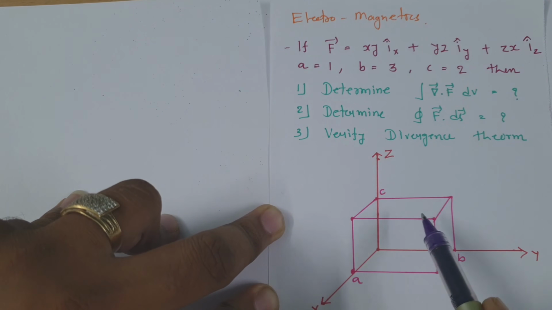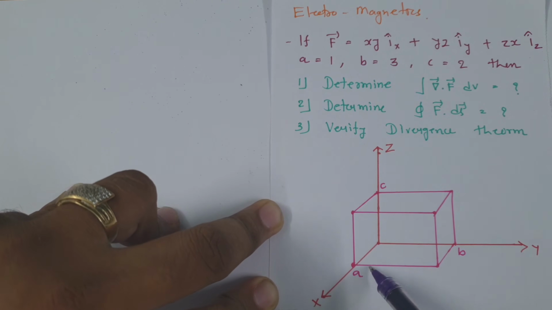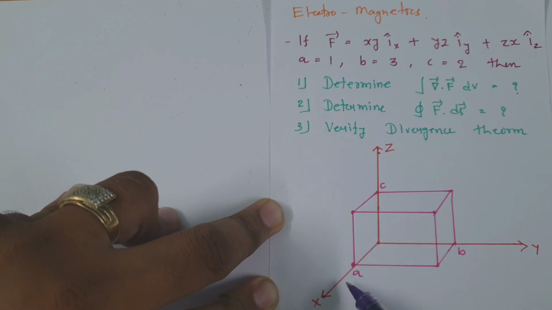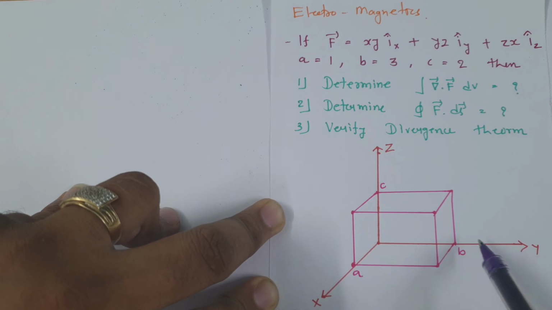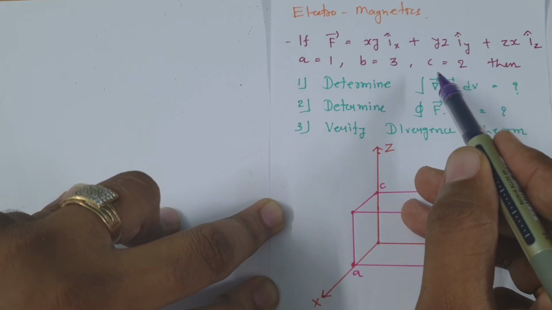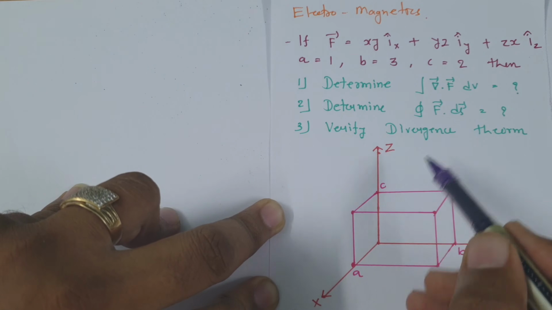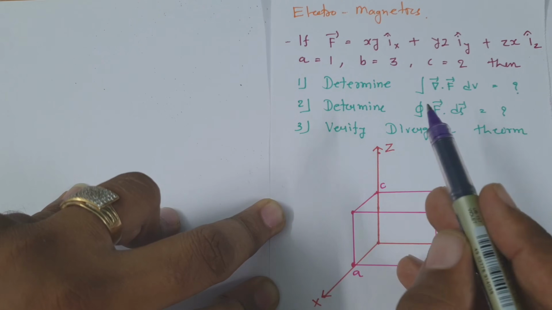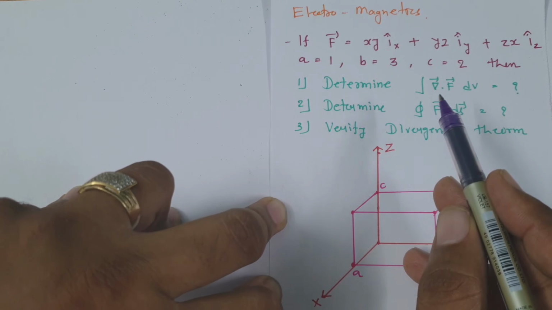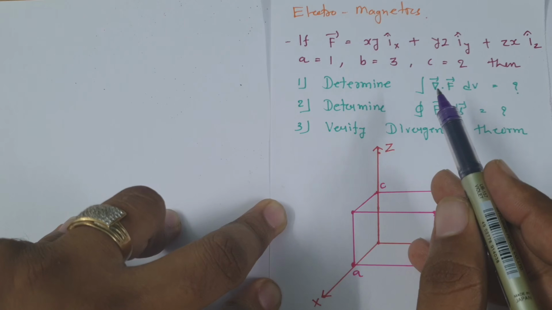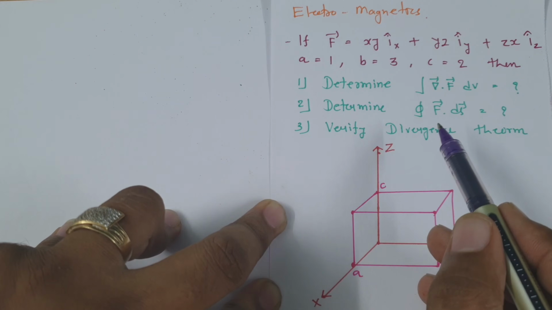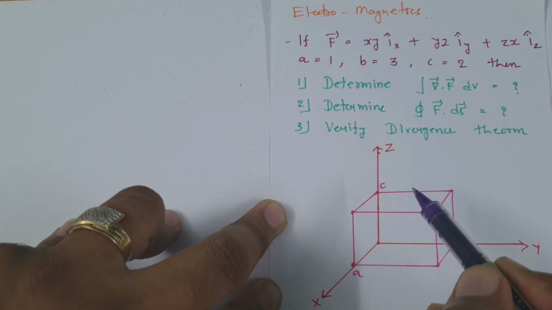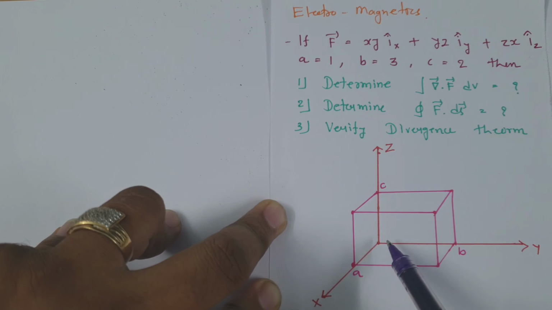You can see the geometry of the cube where a is in the x direction with value 1, b is in the y direction with value 3, and c is in the z direction with value 2. So we are dealing with determining the volume integration of the divergence of function F, and we are also determining the surface integration of the function over this surface.